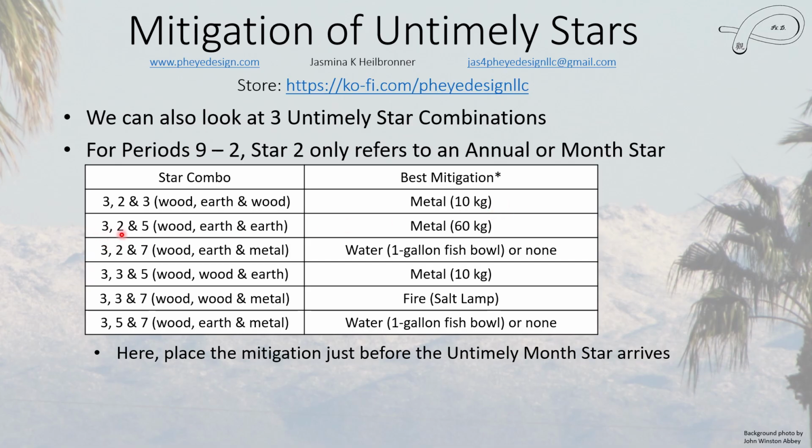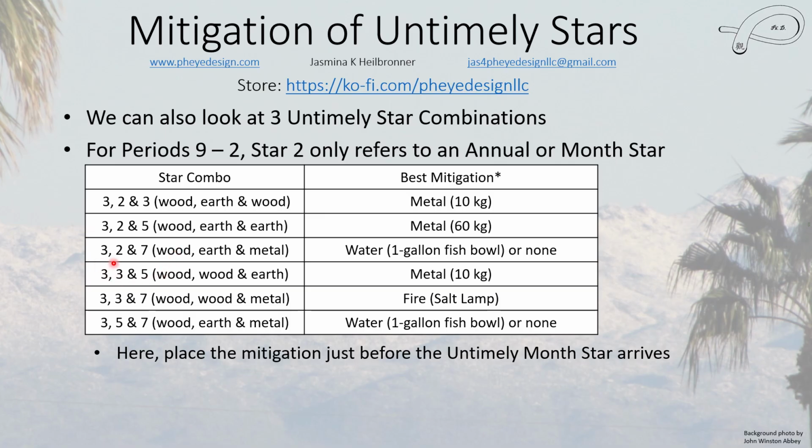For the 2, 3, and 5, if you actually have this in your flying star chart, you have a decent chance of having a parent string. But of course, you have to have mountains in the right place. But I would say 60 kilograms is enough to take care of this because it weakens the wood and it weakens the earth and controls the wood.